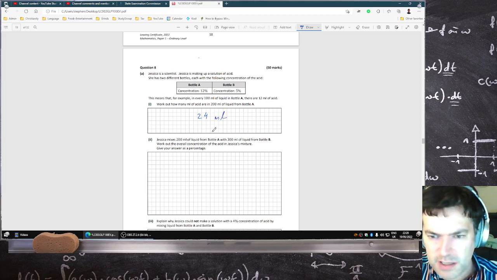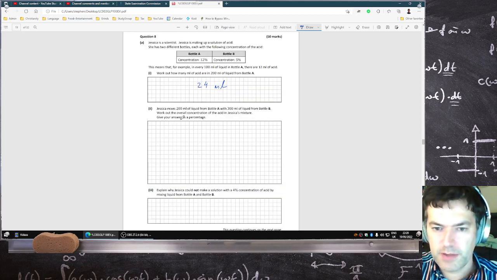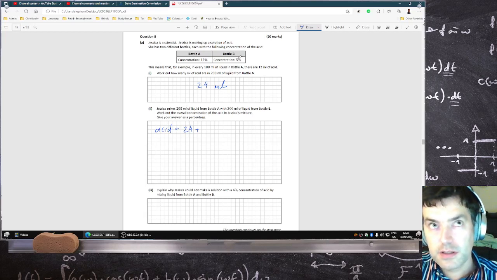Am I missing something here? I don't think so. She mixes 200 mils of A with 300 mils of B. What's the total concentration? The acid would be 24 mils in A, and then B would be 5 per 100, so that's 15 mils. That's 39. So as a percentage, that'd be 39 over the total, which is 500.